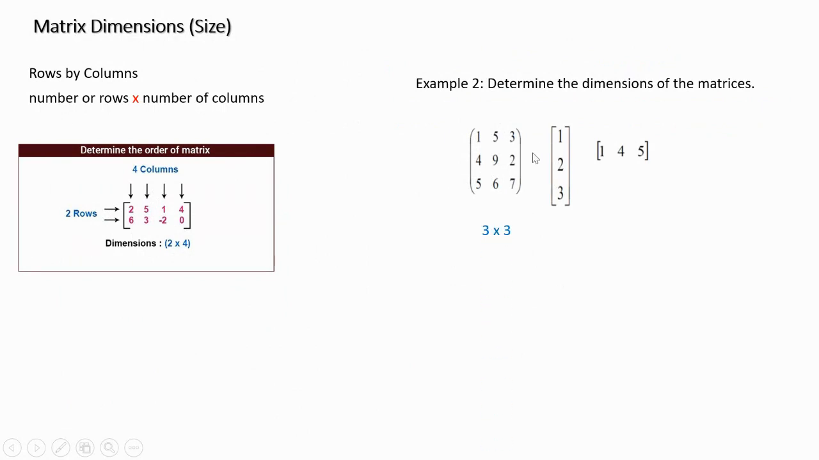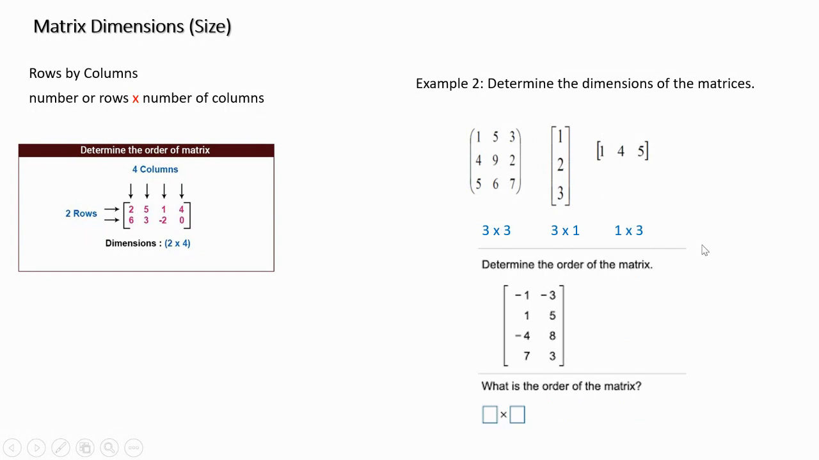The matrix in the middle is going to be 3 rows and 1 column, so it's going to be a 3 by 1. The matrix on the right is going to be 1 row and 3 columns, so it's going to be a 1 by 3.